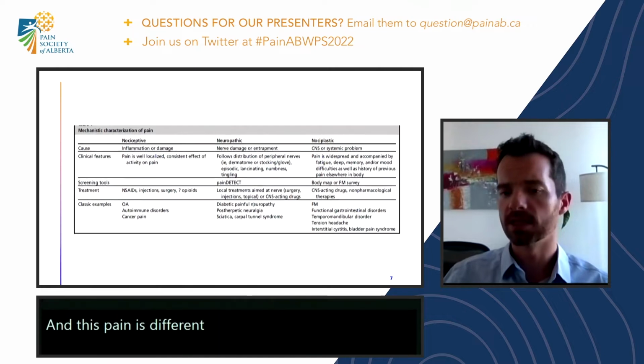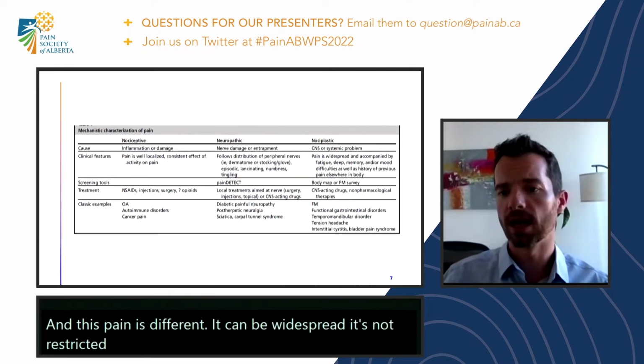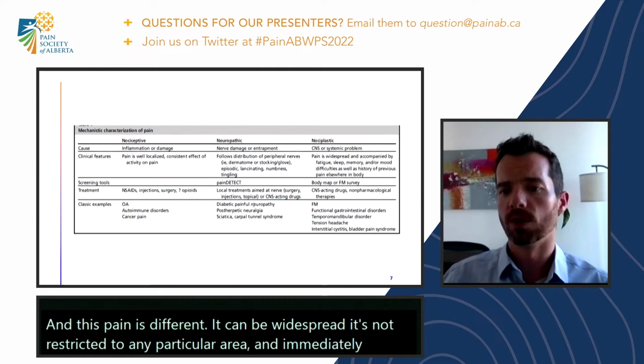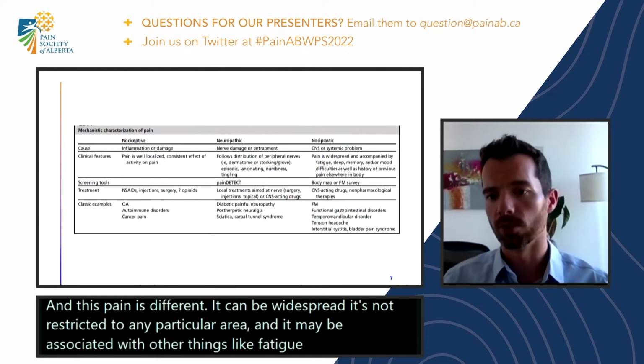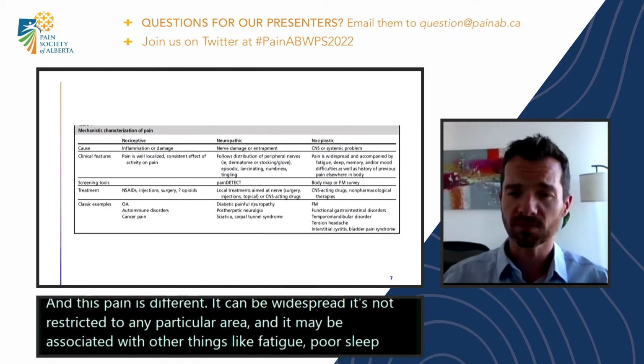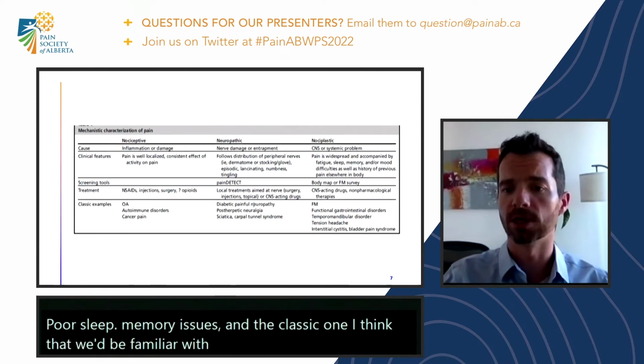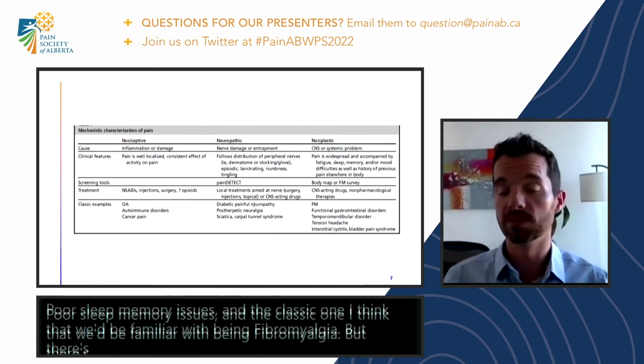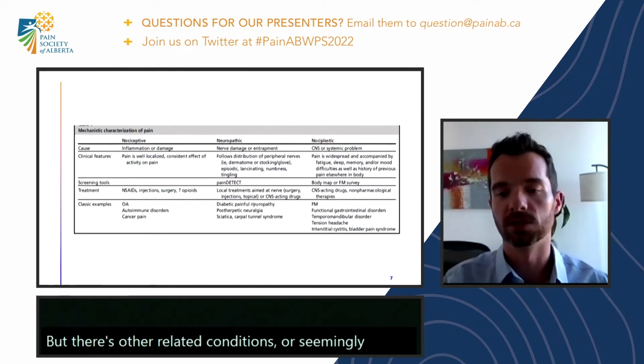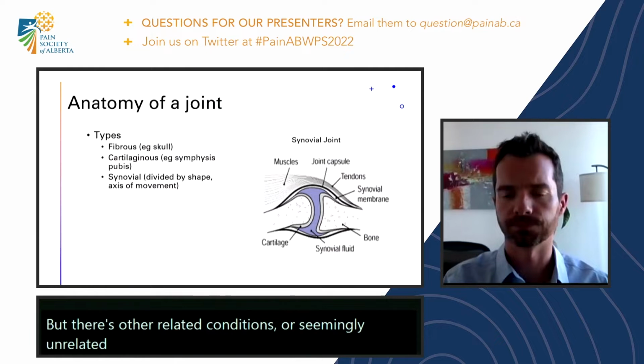It can be widespread. It's not restricted to any particular area. And it may be associated with other things like fatigue, poor sleep, memory issues. And the classic one, I think that we'd be familiar with, being fibromyalgia, but there's other related conditions or seemingly unrelated conditions that can be associated with this as well.